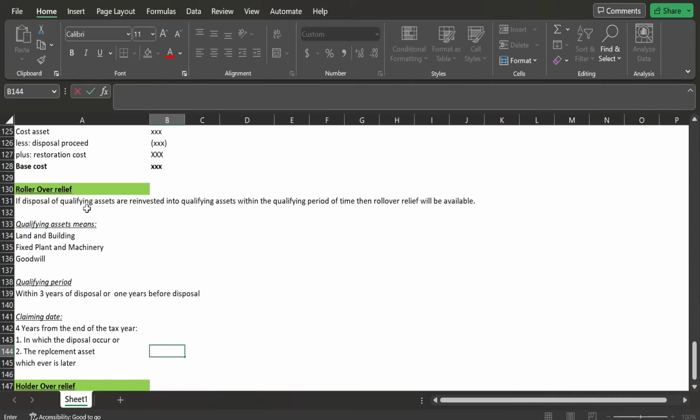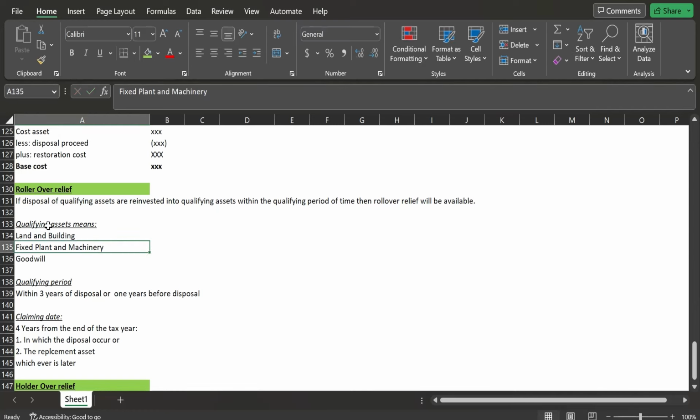So basically these are the things you have to remember in case of rollover relief. What are they? Qualifying asset, qualifying period and the claiming date. So if you are reinvesting the proceeds received from the disposal of any qualifying asset into the other qualifying asset within the qualifying period, then you are entitled to the rollover relief. Okay, so I hope this is clear.